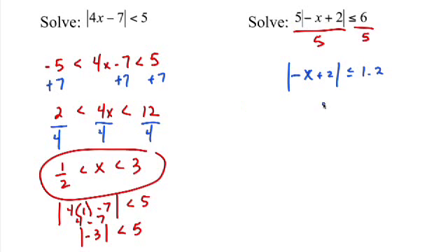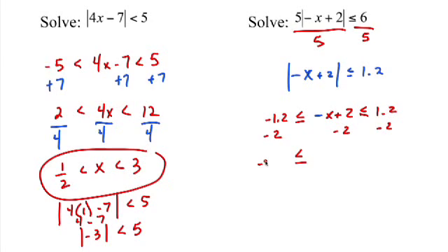Now we can rewrite this problem. The new inequality is -x plus 2 is less than or equal to 1.2, and on the left side it is greater than or equal to -1.2. Now, to solve this, all we need to do is subtract 2 from all sides. And when you look at -1.2, look at that as -$1.20. We're trying to do these in your head.